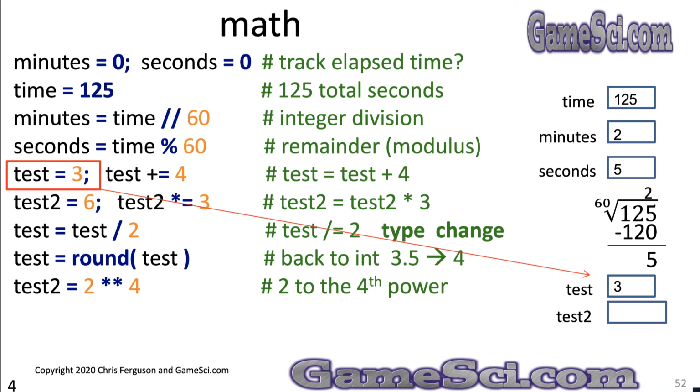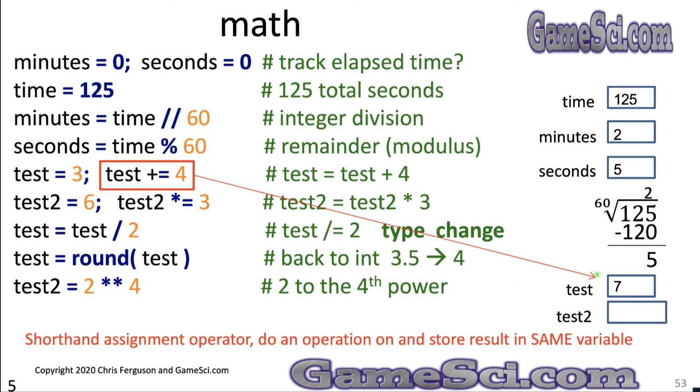test = 3 will store a 3 into computer memory for me, and there's my 3. Then I'm going to do a new expression here, test += 4. This is called a shorthand assignment operator. We want to do an operation on and store the result in the same variable. So what this is equivalent to is test = test + 4.